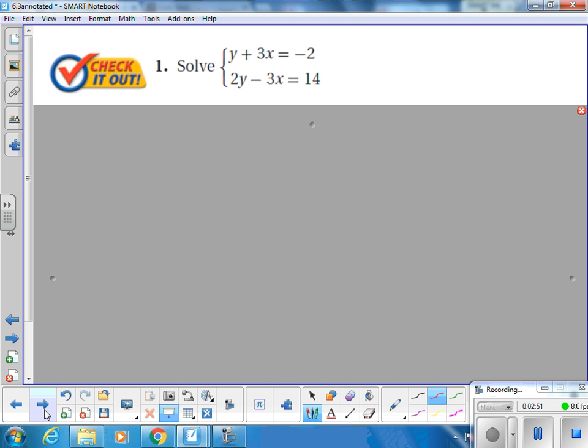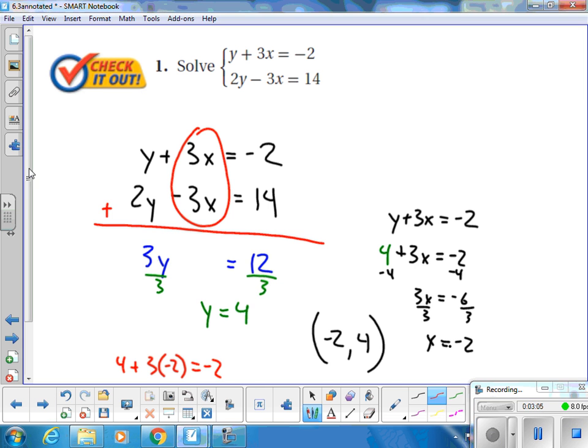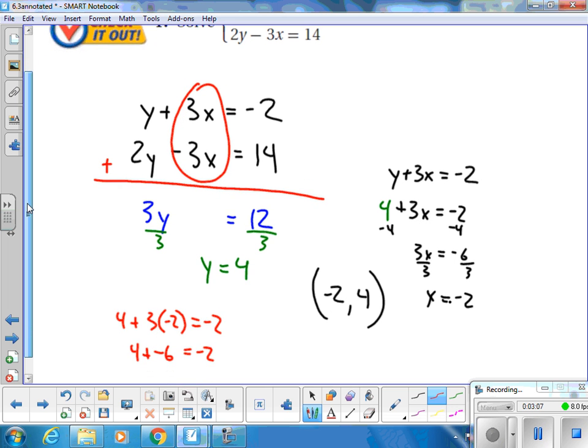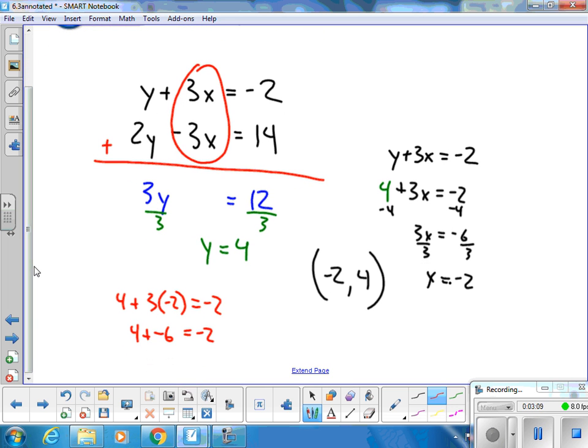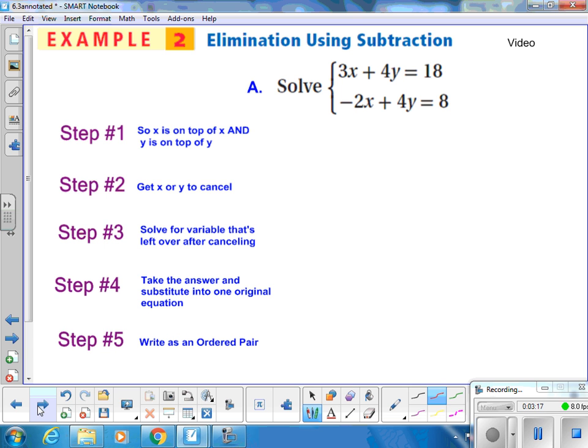All right, why don't you go ahead and press pause and you try this out. Now remember, your goal is to cancel out either the y or the x, solve for the variable. Substitute it in, get your coordinates, and check it. All right, let's see how you did. Let's take a look here. Canceled out the 3x's, played this out. I got the coordinate negative 2, 4, and when I substituted in, it indeed worked. So the coordinate's negative 2, 4.